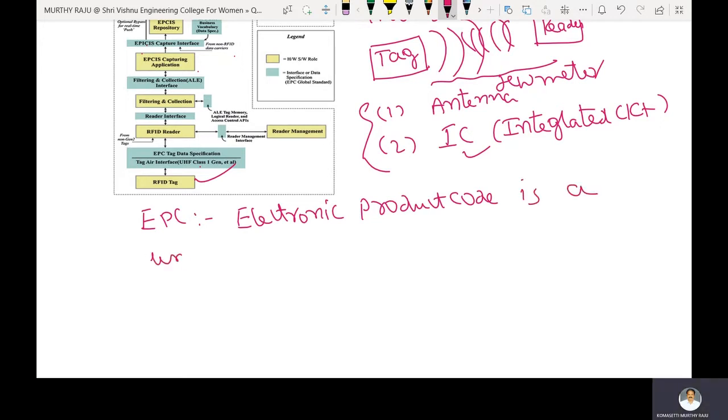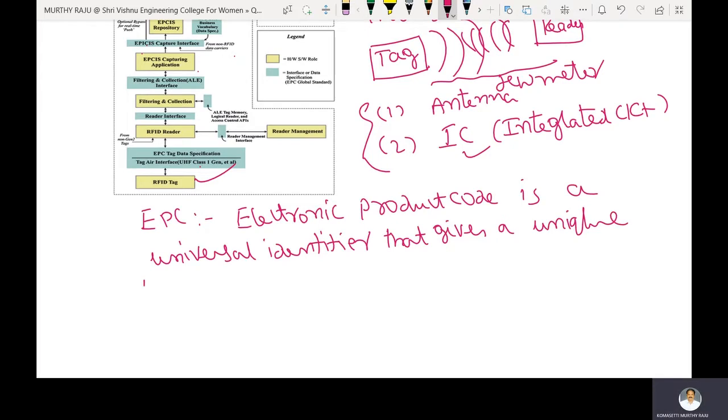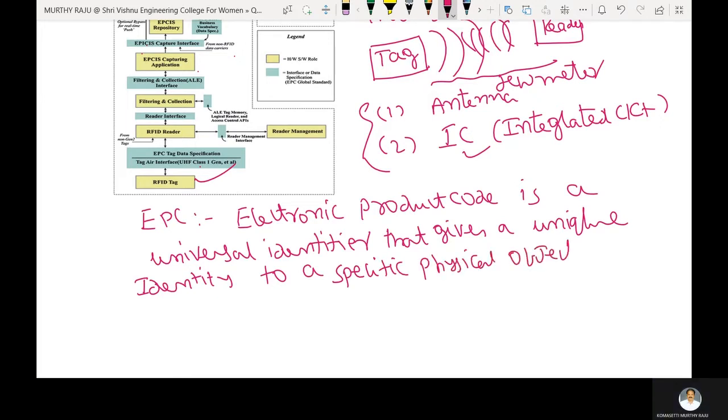It is a universal identifier that gives a unique identity to a specific physical object in the world.